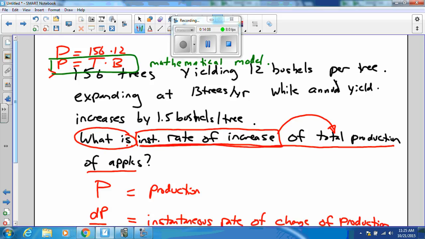No questions? Yes. Is the instantaneous rate of increase at what time? At what year? Great. We don't know, so we're going to assume that it's at the time when this information is true. You make a really good point. Please notice that time never shows up in the equation right here. And that's okay. We'll handle that in just a moment.